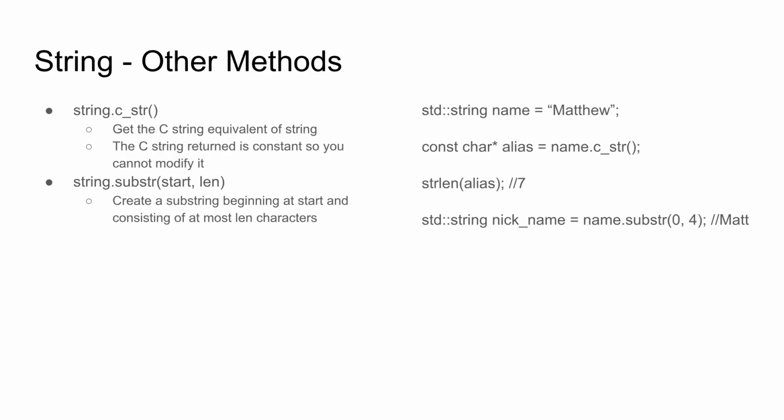Some other methods, if you for some reason are using some function that needs a C string, right? You're calling some C library that needs it. What you can do is string.c_str, and it'll give you the C string, a const pointer to the C string. So the C string it gives you back, you can't modify, but if you just need to read from it, you're good. And then you can ask for a substring that starts at some position and is some number of characters long.